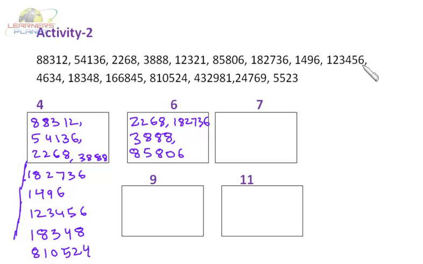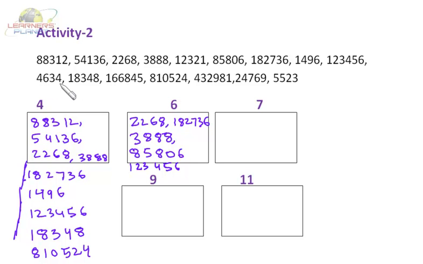That means this number is a multiple of 2 and 3 both. That means this number is a multiple of 6. So I just write it over here. It's 1, 2, 3, 4, 5, 6. Okay. Now let's see this number.